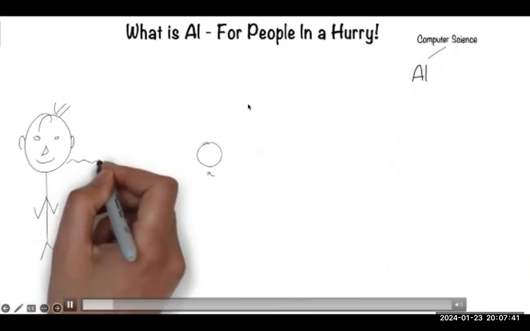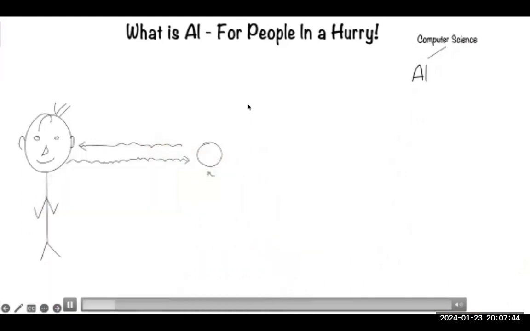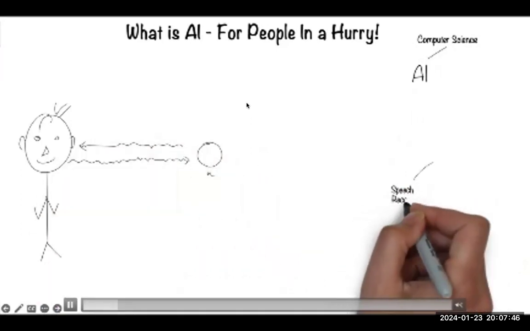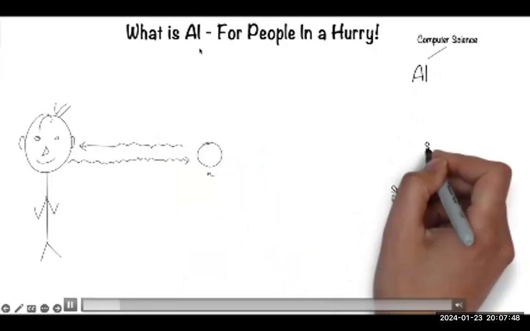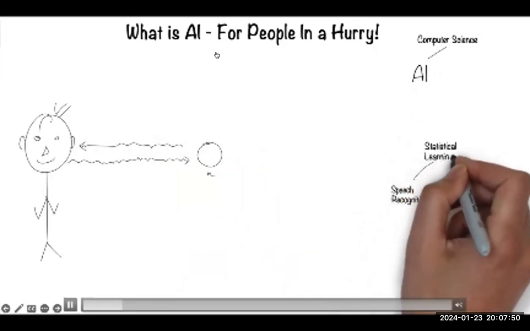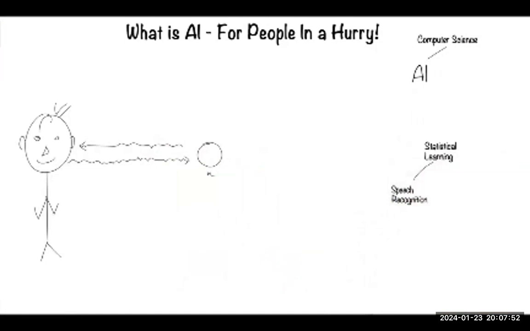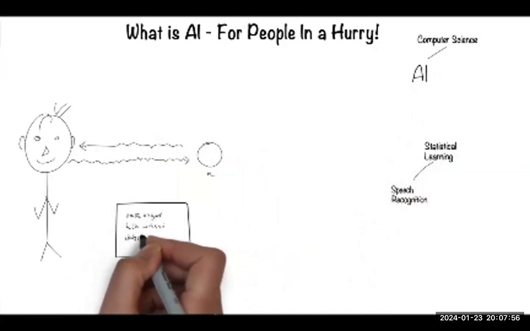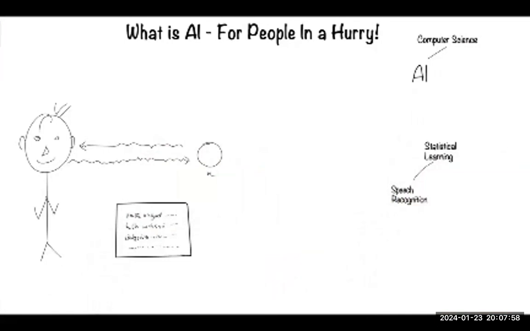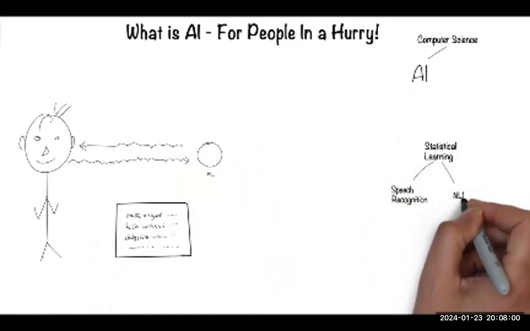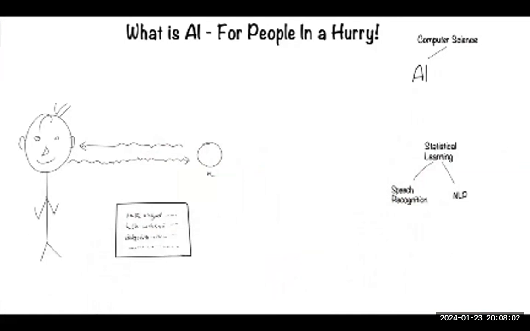Humans can speak and listen to communicate through language. This is the field of speech recognition. Much of speech recognition is statistically based, hence it's called statistical learning. Humans can write and read text in a language. This is the field of NLP, or natural language processing.